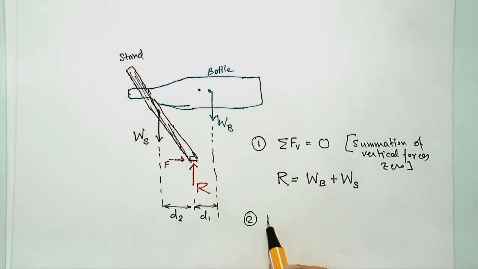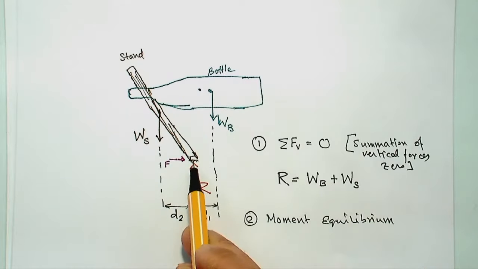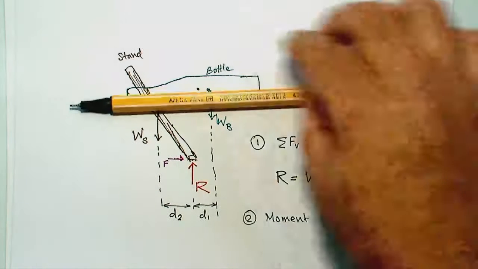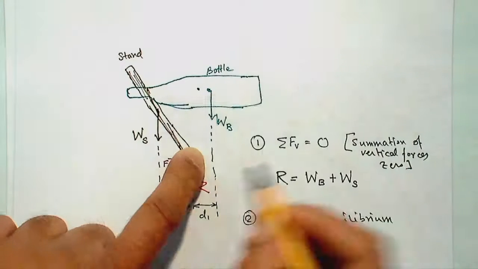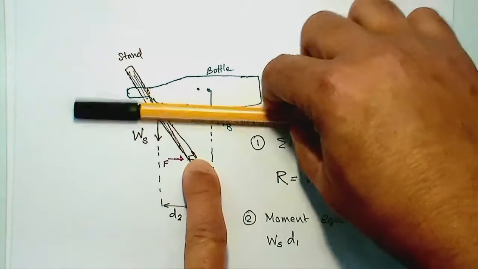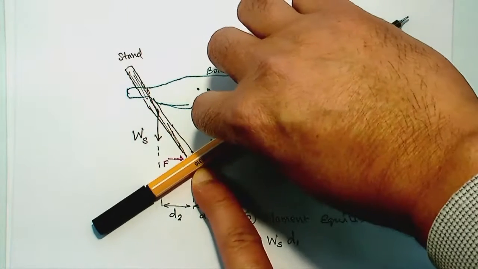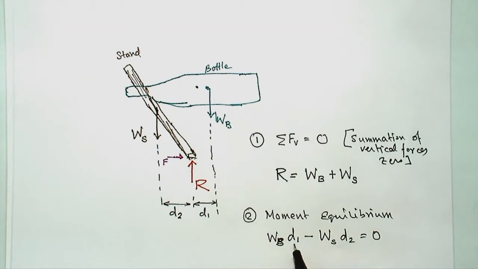If you know these two distances, you can also write a moment equilibrium equation. If you take moments about the support point here, the bottle would try to rotate the whole system in the clockwise direction, so the moment for that would be WB times D1. And the stand's own weight will try to rotate the whole system in the anti-clockwise direction. So WB times D1 minus WS times D2 would be equal to zero. If you know D1 and D2, then you can get a relationship between WB and WS. Or in other words, if you know WB and WS, then you can get D1 and D2, so you can find out the center of gravity.